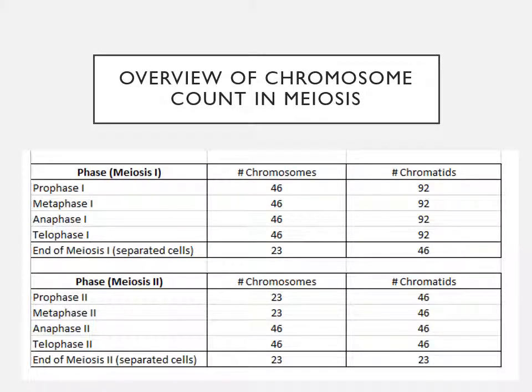If you want to come back and look at some point, you don't need to memorize this, but if you were confused on how many chromosomes and chromatids you have during each phase, this is a good table to come back to and just review. It does get complicated where things duplicate and divide, and so this is just a good overview of our chromosome count of each phase in meiosis and our chromatid count in each phase of meiosis.